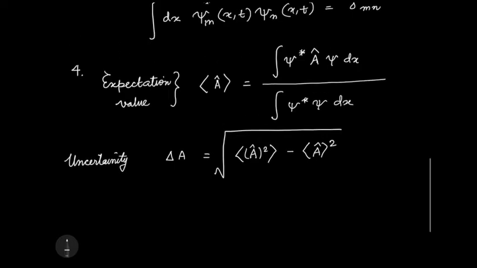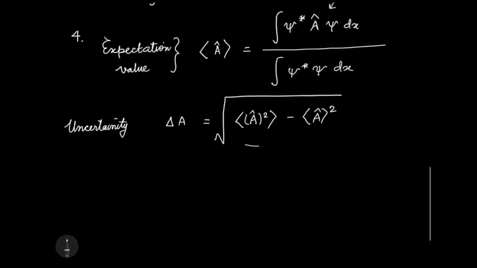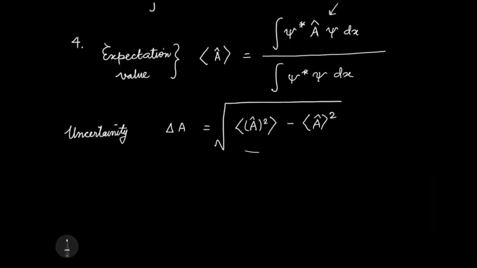Okay, so when you try to calculate the expectation value of A cap square, all you have to do is introduce another A cap in between. So A cap into A cap phi. So now you know, if I give you the wave function, how to calculate the expectation value of any dynamical variable, and also the uncertainty associated with that measurement.